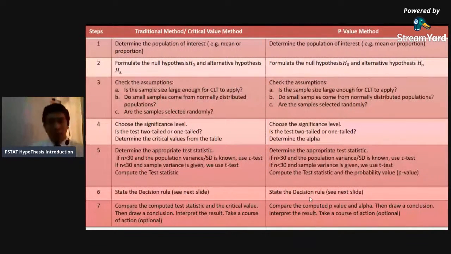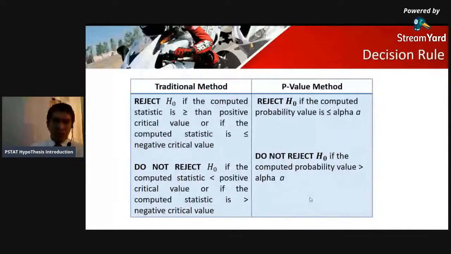Okay, take a course of action. If you are doing an action research, you are obliged to do an action based on the findings. In your research later on, you are asked to give your recommendation on your findings. So this is the decision rule for the two methods.